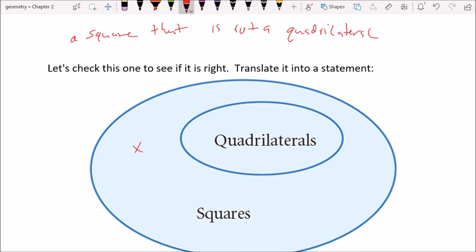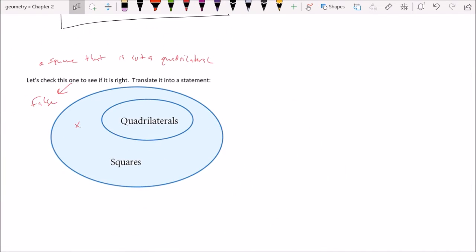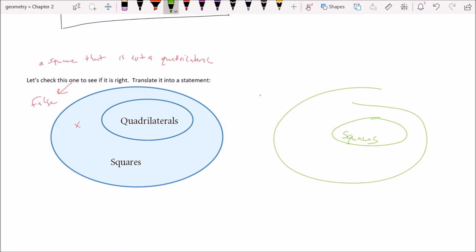No, that's ridiculous. Of course squares have four sides. That's part of what a square is. A square has to have four sides. So is this one right? No, this is not right. This is false. Let's try flipping it around, and let's find out if that makes it right. Here's what I mean. Let's draw our own. So bubble, inner bubble, and I'm going to go squares on the inside and quadrilaterals on the outside.